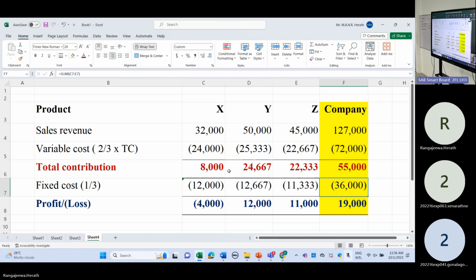But those types of factors you have to consider. You should not drop the product, right?